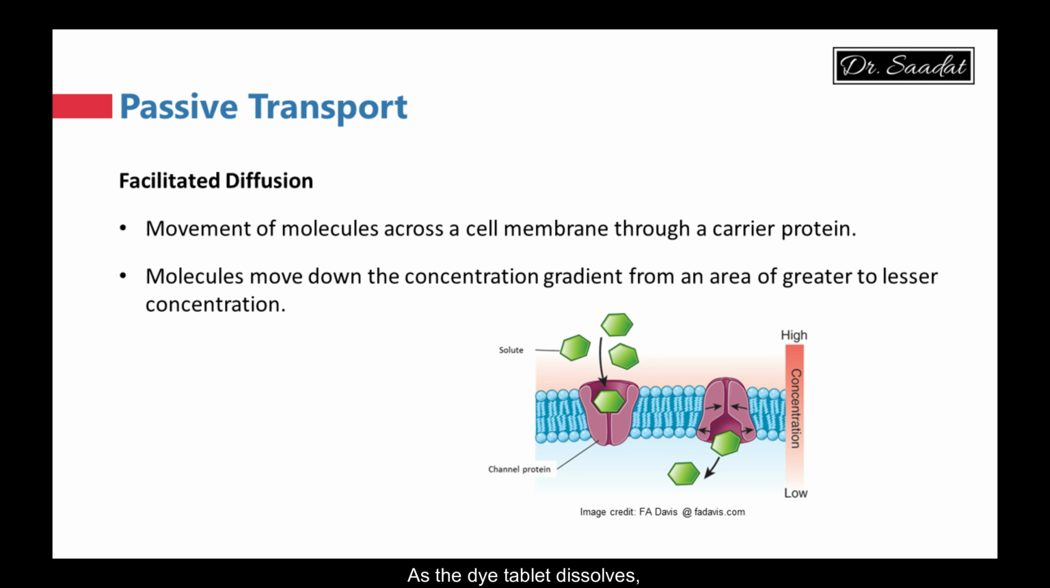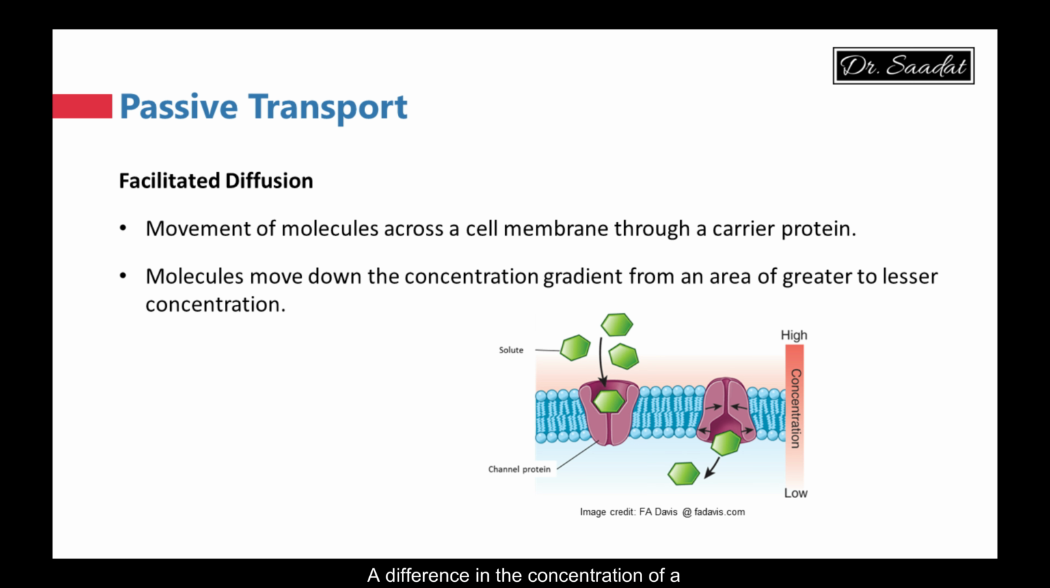As the dye tablet dissolves, the particles move away from the tablet where concentration is high to the edges of the container, where the concentration of particles is low. Diffusion continues until the particles are evenly distributed. The point at which no further diffusion occurs is called equilibrium. Even when a membrane stands in the way, the particles will still diffuse through it as long as the membrane is permeable to those particles.